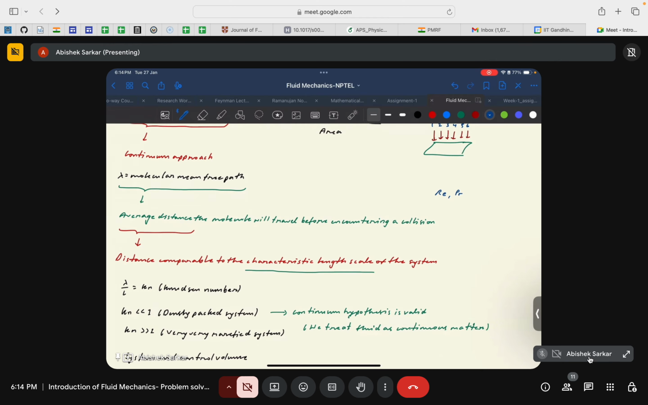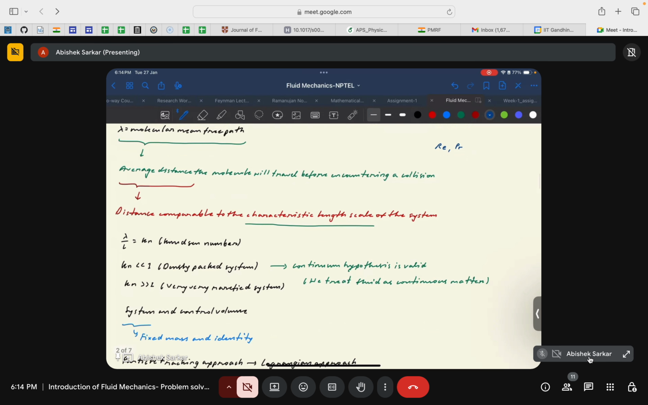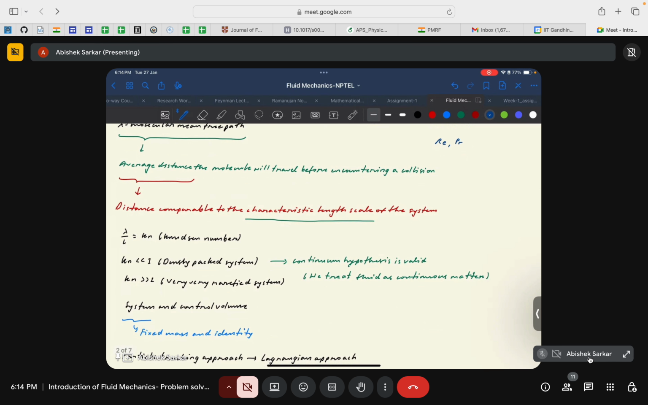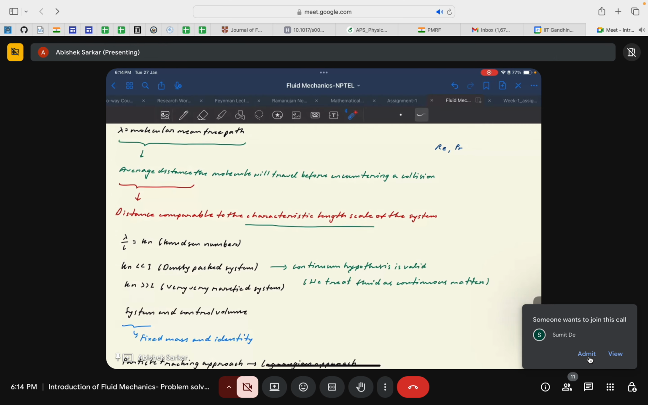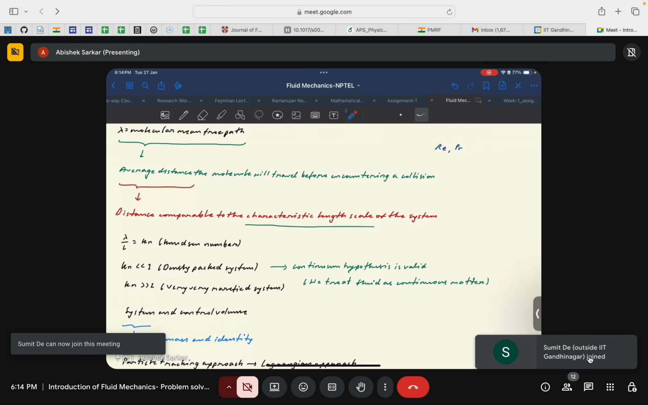So one of the first numbers that usually is introduced in a fluid mechanics course is the Knudsen number to quantify the continuum approach. It is given by the ratio lambda by L, where lambda is the mean free path of the particle, or molecular mean free path as defined by Prof. Chakraborty. It means that it is the average distance the molecule will travel before encountering any kind of collision. That's the very definition of a molecular mean free path, and the Knudsen number is given by lambda by L, where L is a characteristic length scale of the system that we are considering.